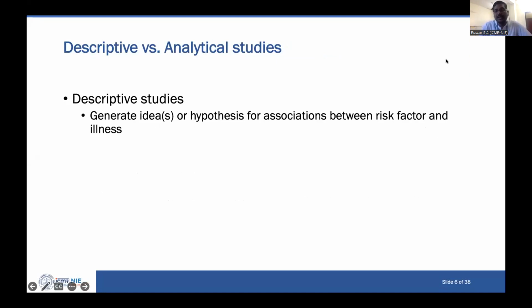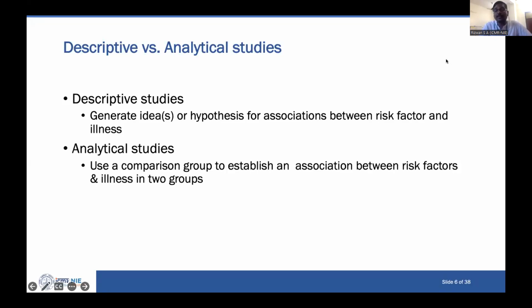Descriptive studies generate hypotheses for associations between risk factor and the outcomes. So they do not confirm, they simply generate ideas or hypotheses, whereas analytical studies use comparison groups to establish the association. So they are more confirmatory in nature.